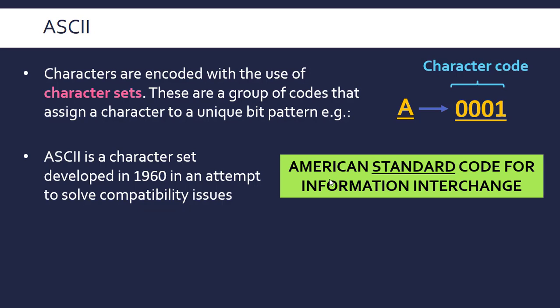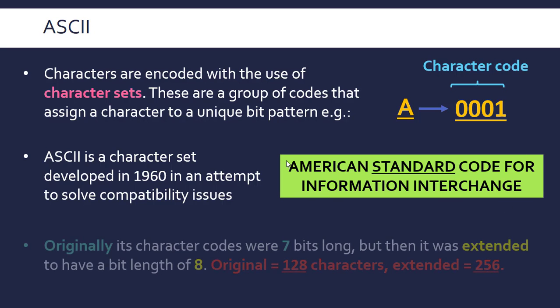The fact that it's American is quite important as well. By the way, I'd try and learn this acronym if you can. American is important because initially the codes were only 7 bits long, but then it was extended to 8 bits. So initial ASCII, or just ASCII, is 7 bits long. Each character code is 7 bits long, not 4 in this case. And then extended ASCII has an 8-bit long character code for each character.